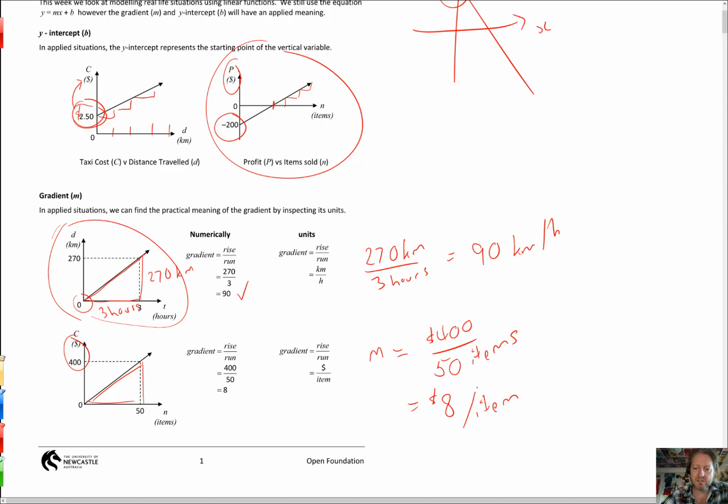Same as this forward slope here, forward slash. That means per, that's like the bottom of a fraction. It was 270 kilometres per 3 hours, hence it's 90 kilometres per hour. It was $400 per 50 items, hence it was $8 per item. So we can get our applied meanings of our gradients.